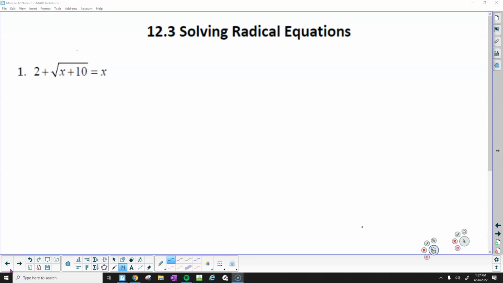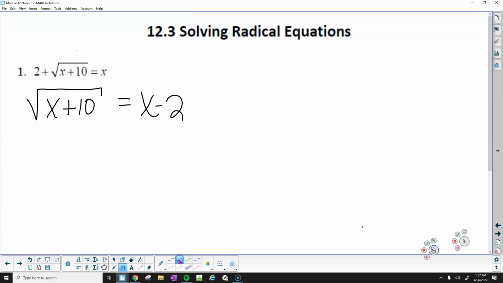Alright, so to solve this, on the next line, guys, you're going to move that 2 over, and it's going to be negative now. Now that it's negative, we're going to get rid of this square root. To undo a square root, we're going to square it. But remember, it's an equation.